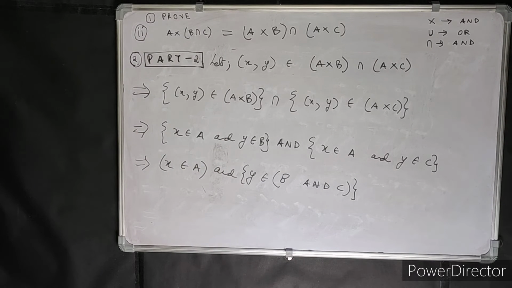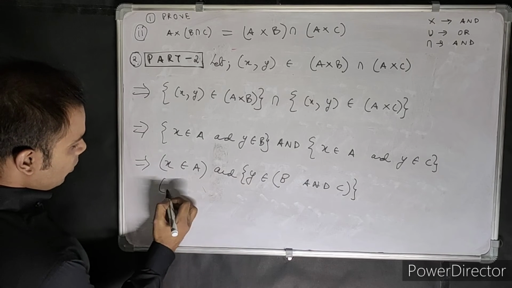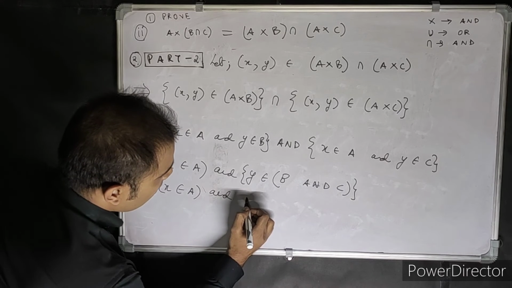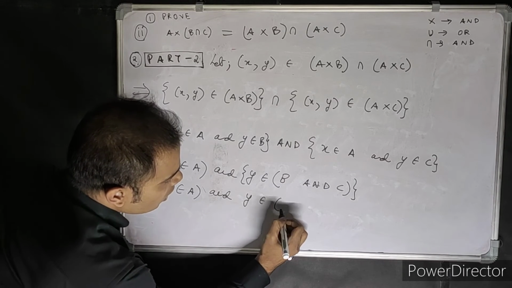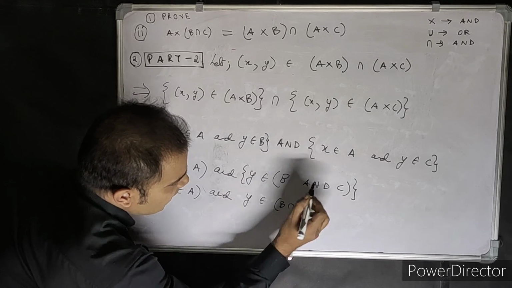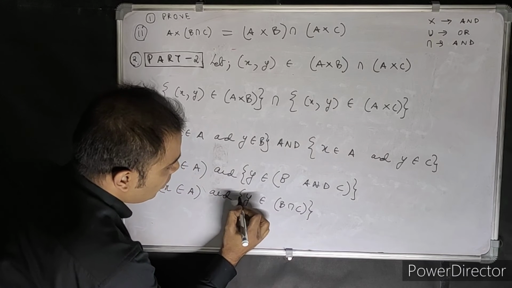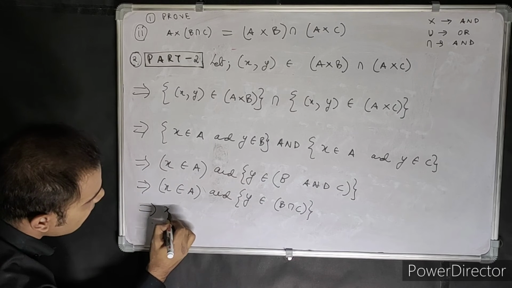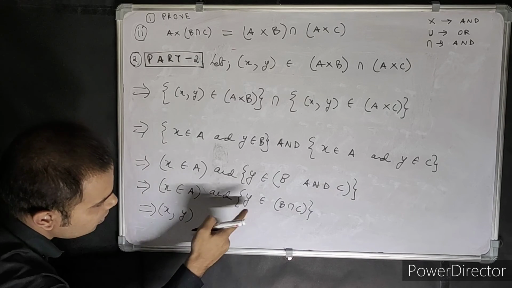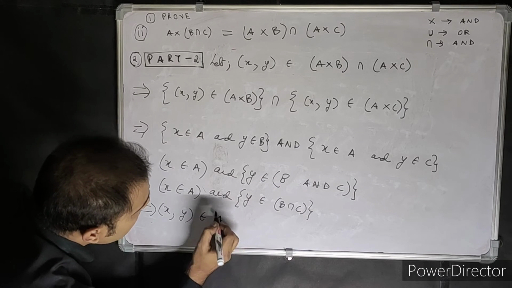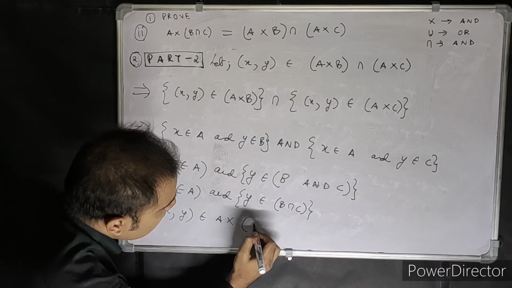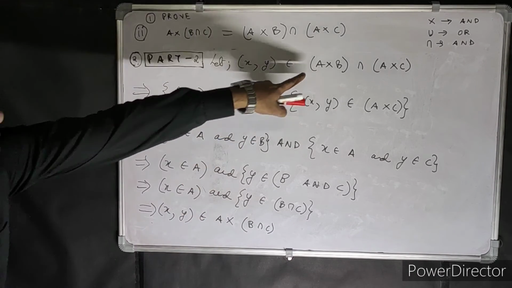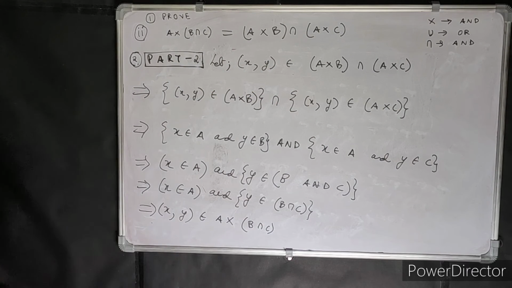Now, what can we write from here? We can write X belongs to A and Y belongs to B intersection C. That 'and' is changed back to intersection, and put it in a bracket. Alright. Now from here, the last part is left. What can we write? (X, Y). We have got X here, Y over there, belongs to A. That 'and' changes back to cross, and that is B intersection C. Look, we started from here and we got this here.